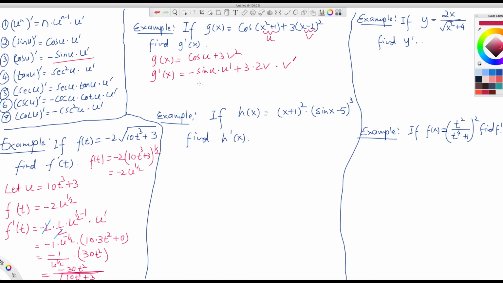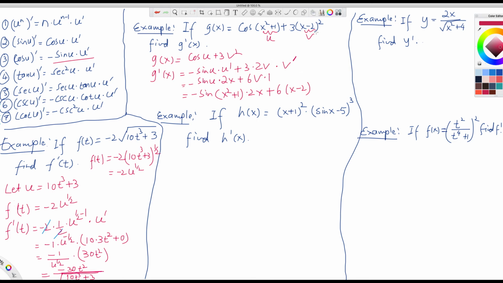Now let us plug back in. So negative sine u times, what is u prime? u is x squared plus 1. The derivative of x squared plus 1 is 2x plus 0, just 2x, right? Plus 6v times, what is v prime? v prime is the derivative of x minus 2. The derivative of x is 1 and minus the derivative of 2 is 0, so 1 minus 0 is just 1. Now we plug back in the values of u and v. Negative sine of x squared plus 1 times 2x, plus 6 times v, which is x minus 2.